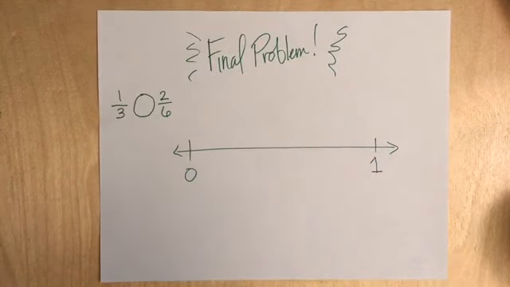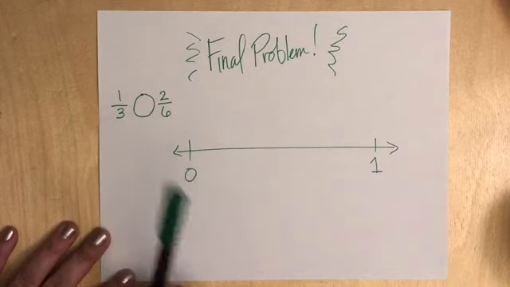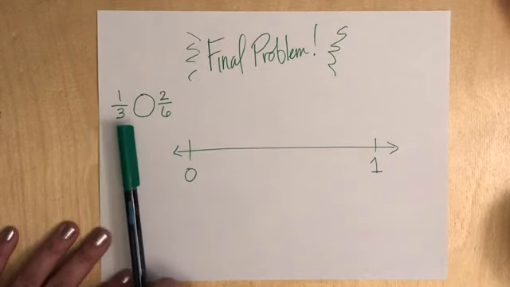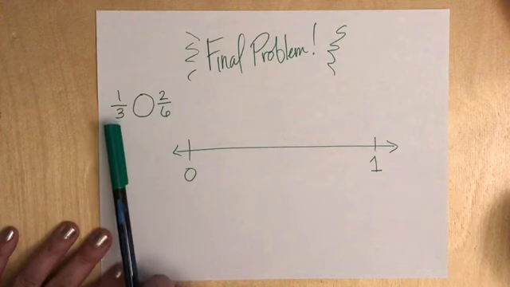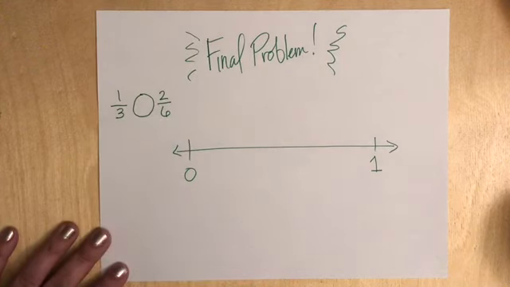Here's your final problem. Please make your number line 0 to 1, and then you're going to figure out which fraction is the greater distance from 0. So you're going to label your thirds and your sixths, and then figure out which one is greater than, less than, or even if they're equal to each other. Figure that out, label your number line, and we'll see you guys tomorrow.